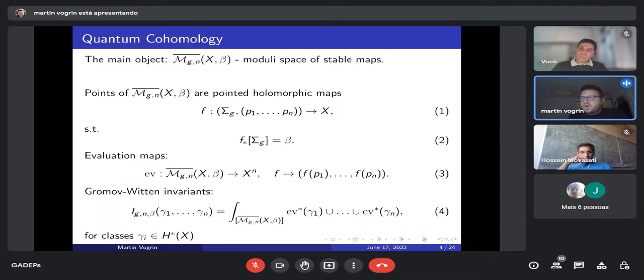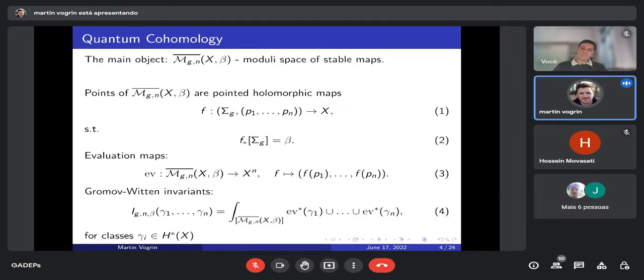Points in M_{g,n} bar are pointed holomorphic maps from a genus g curve, Sigma_g, with n marked points, to a target space X, which in my research is typically a Calabi Yau manifold, or even more specifically, a Calabi Yau threefold. And we also require that the class of the curve in the Calabi Yau is some fixed class beta. We also have the evaluation maps. What they do is evaluate each one of the marked points with the map.